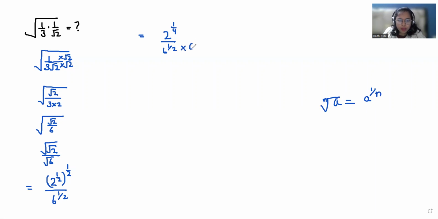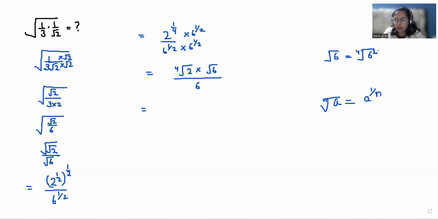Now I am going to multiply with 6 power 1 by 2 in numerator as well as denominator. So it becomes, or we can write it as, 4th root of 2 times square root of 6 by 6. So square root of 6, we can write it as 4th root of 6 square, because this is square and this square root multiplied to become 4th root and this is square. So we can replace this.